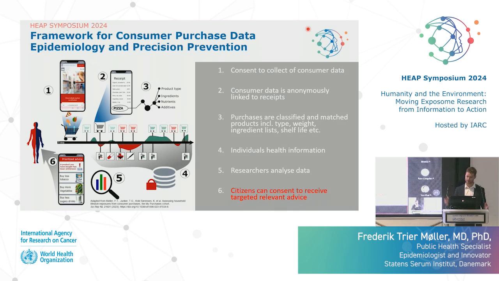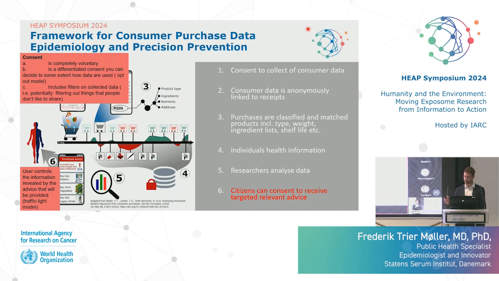So what I'm proposing is a framework for consumer purchase data epidemiology and precision prevention, where we collect consent to collect consumer data. We link consumer data anonymously using a new approach. We classify the products matched according to weight, ingredient lists, shelf life, etc. We collect health information on the same cohort. Researchers analyze the data, and then citizens can consent to receive targeted, relevant advice.